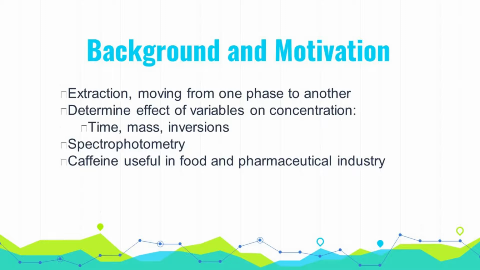We chose to look at the time of collection, the mass of coffee in the tea bags, and the number of inversions. In order to determine the amount of caffeine in the dichloromethane phase, a spectrophotometer was utilized. And knowing how to extract caffeine is important, as it is a key ingredient in food and drugs across the world.